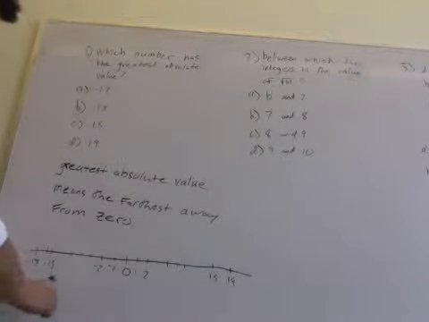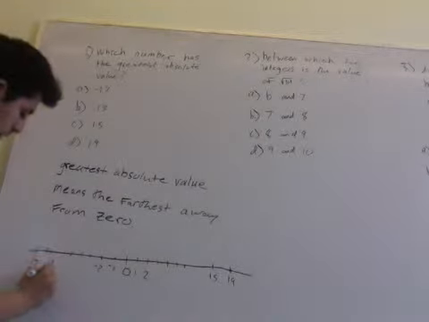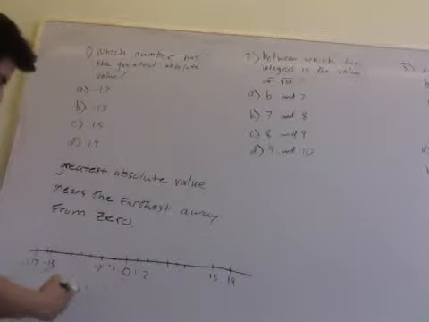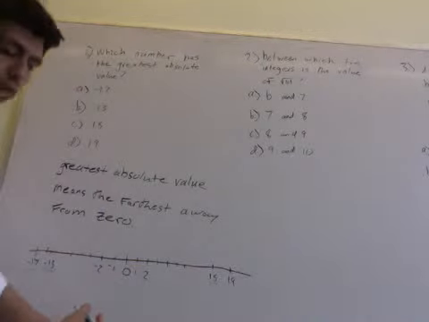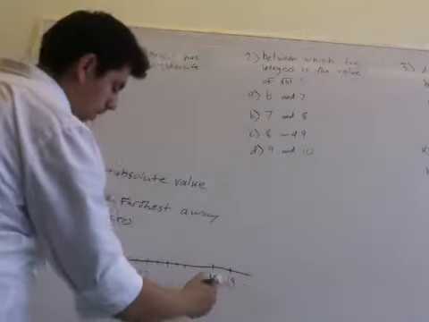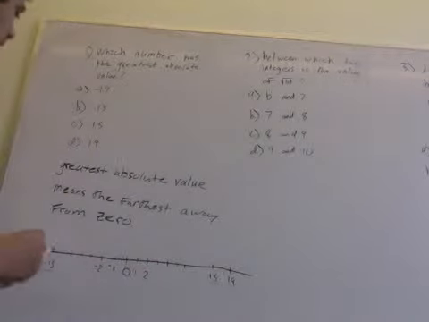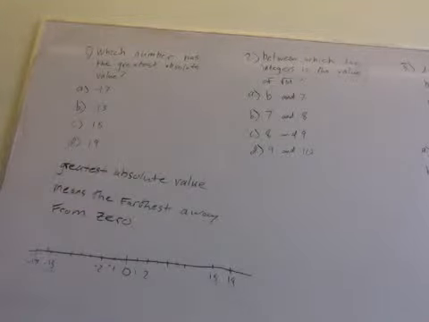So, which of these numbers are the farthest away from 0? Well, negative 13 is 13 away from 0, negative 17 is 17 away from 0, 15 is 15 away from 0, and 19 is the one that is the farthest away, 19 spaces away. So, therefore, 19 has the greatest absolute value.